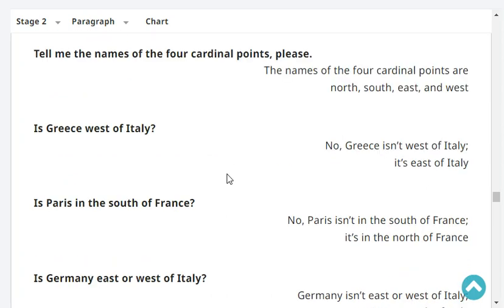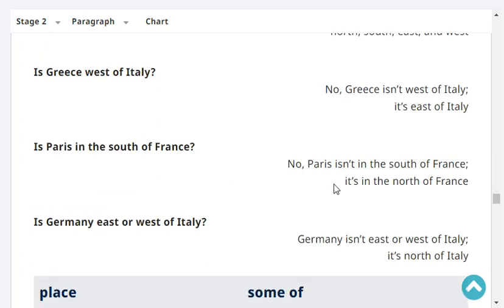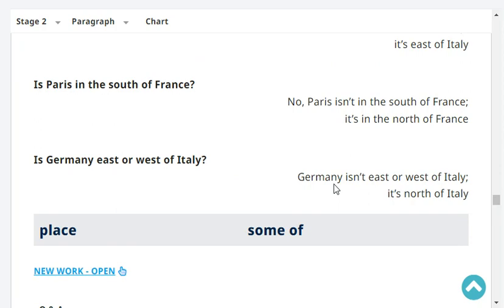Is Greece west of Italy? No, Greece isn't west of Italy. It's east of Italy. Is Paris in the south of France? No, Paris isn't in the south of France. It's in the north of France.